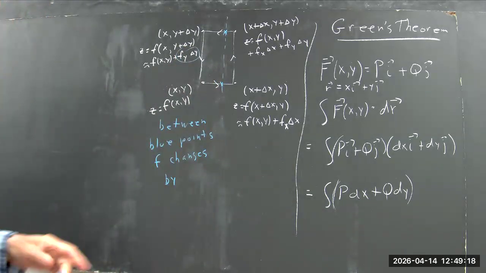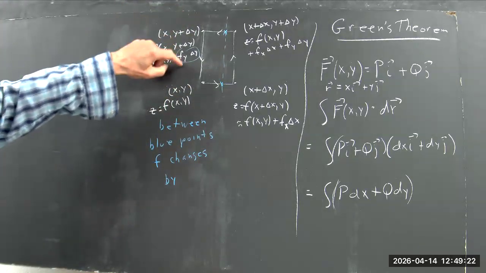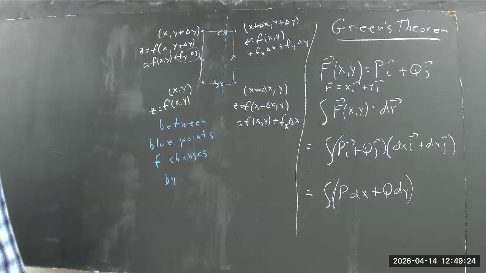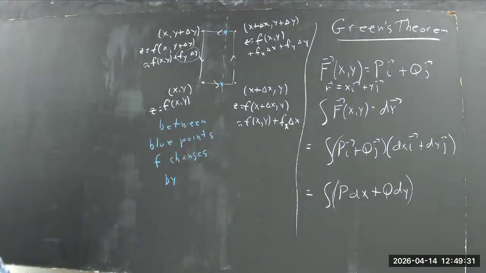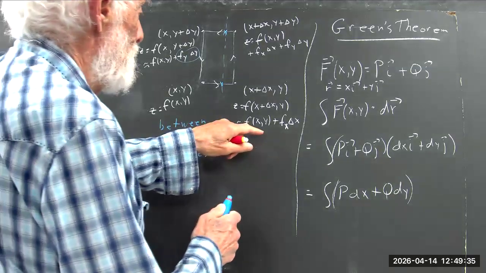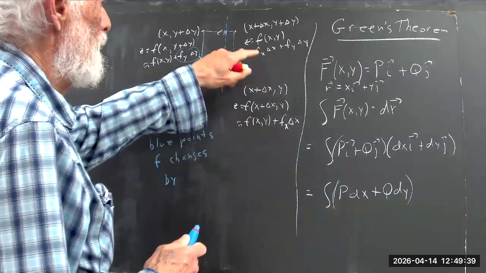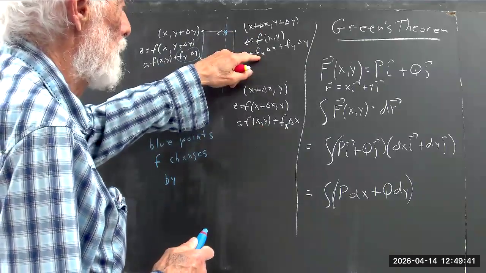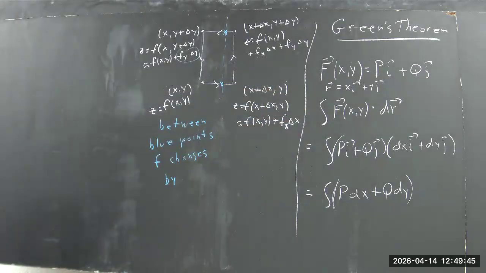By this much, right? It was f of xy down here. Up here, it's f of xy plus fy delta y. How much did it change between this corner and this corner of my rectangle? Well, change from f of xy plus fx delta x to f of xy plus fx delta x plus fy delta y, changed by fy delta y.